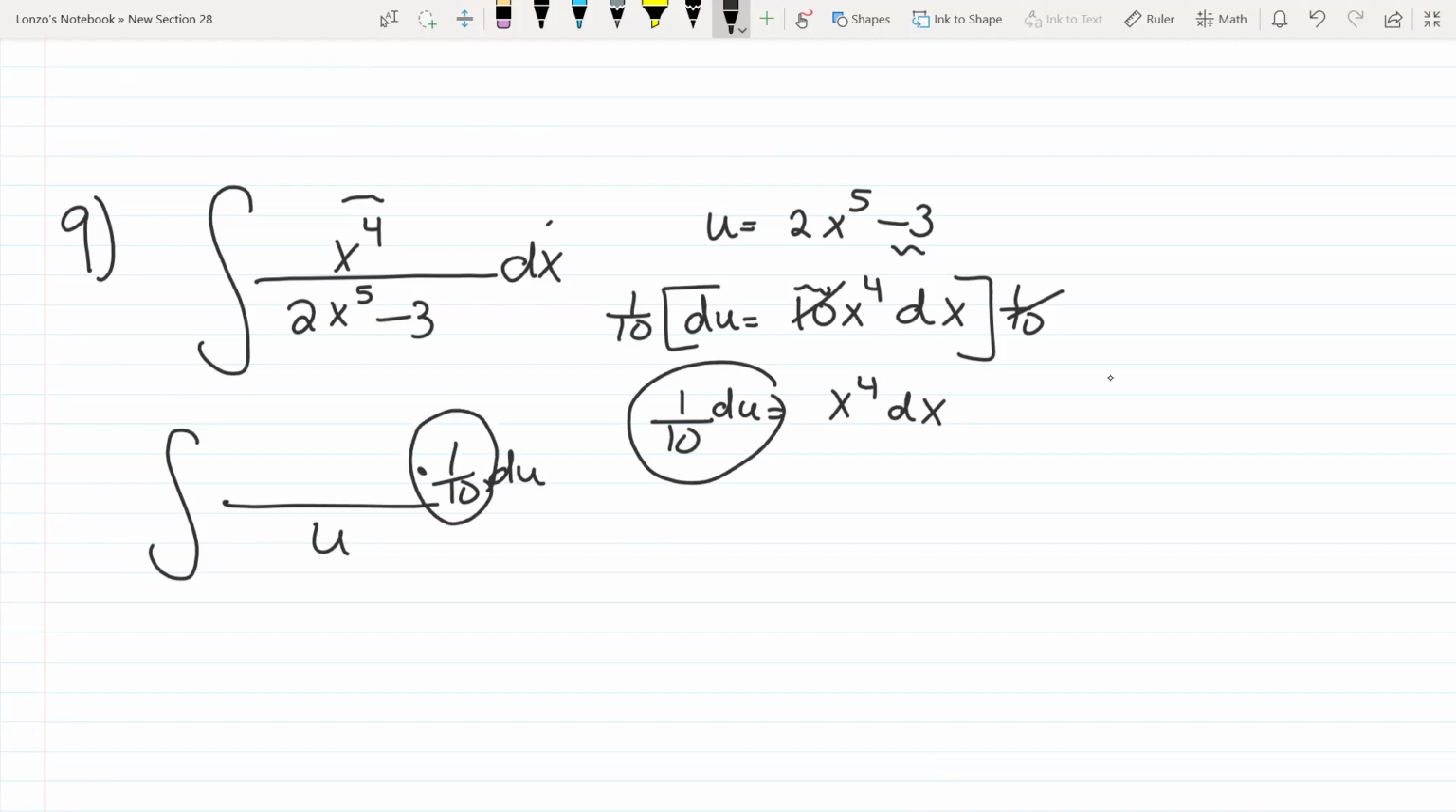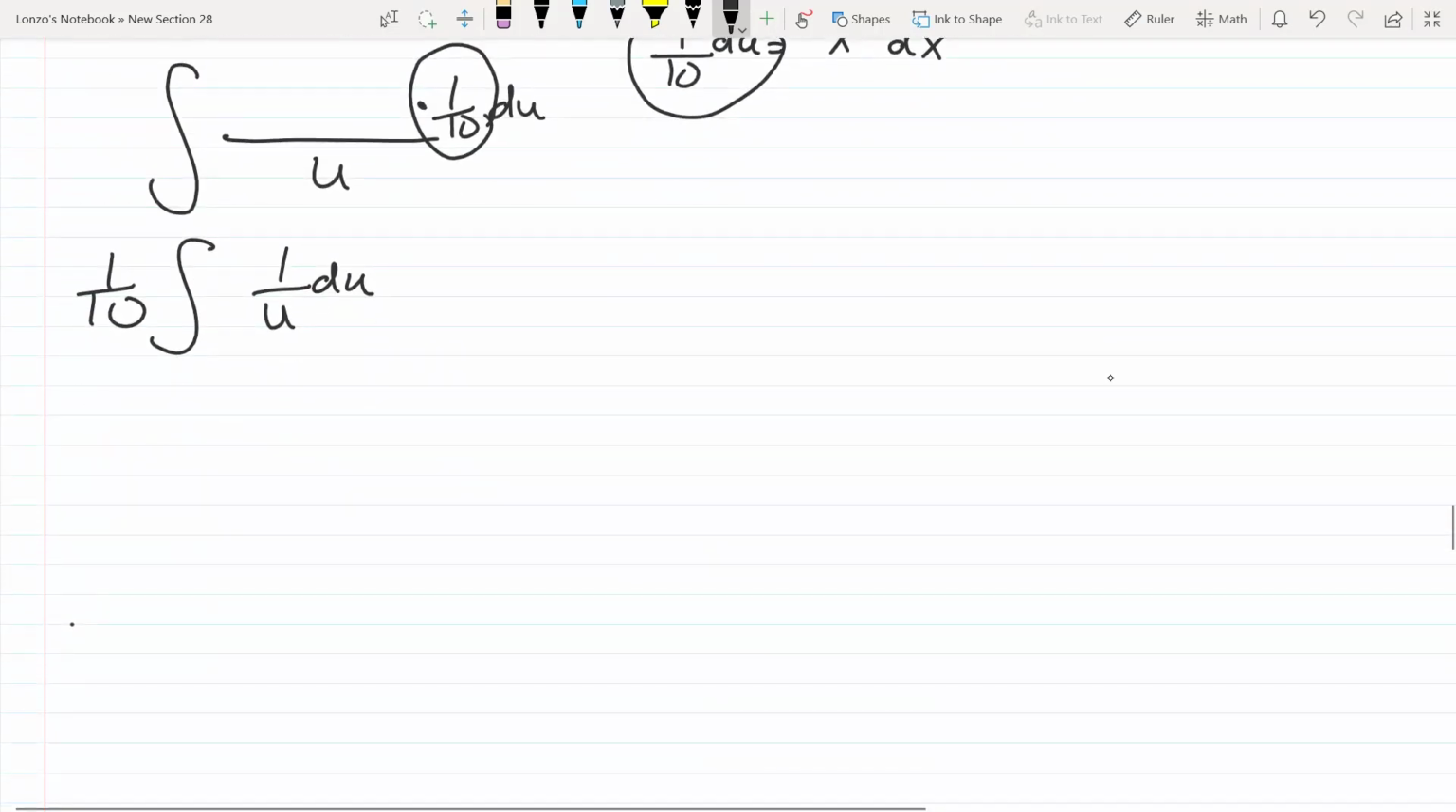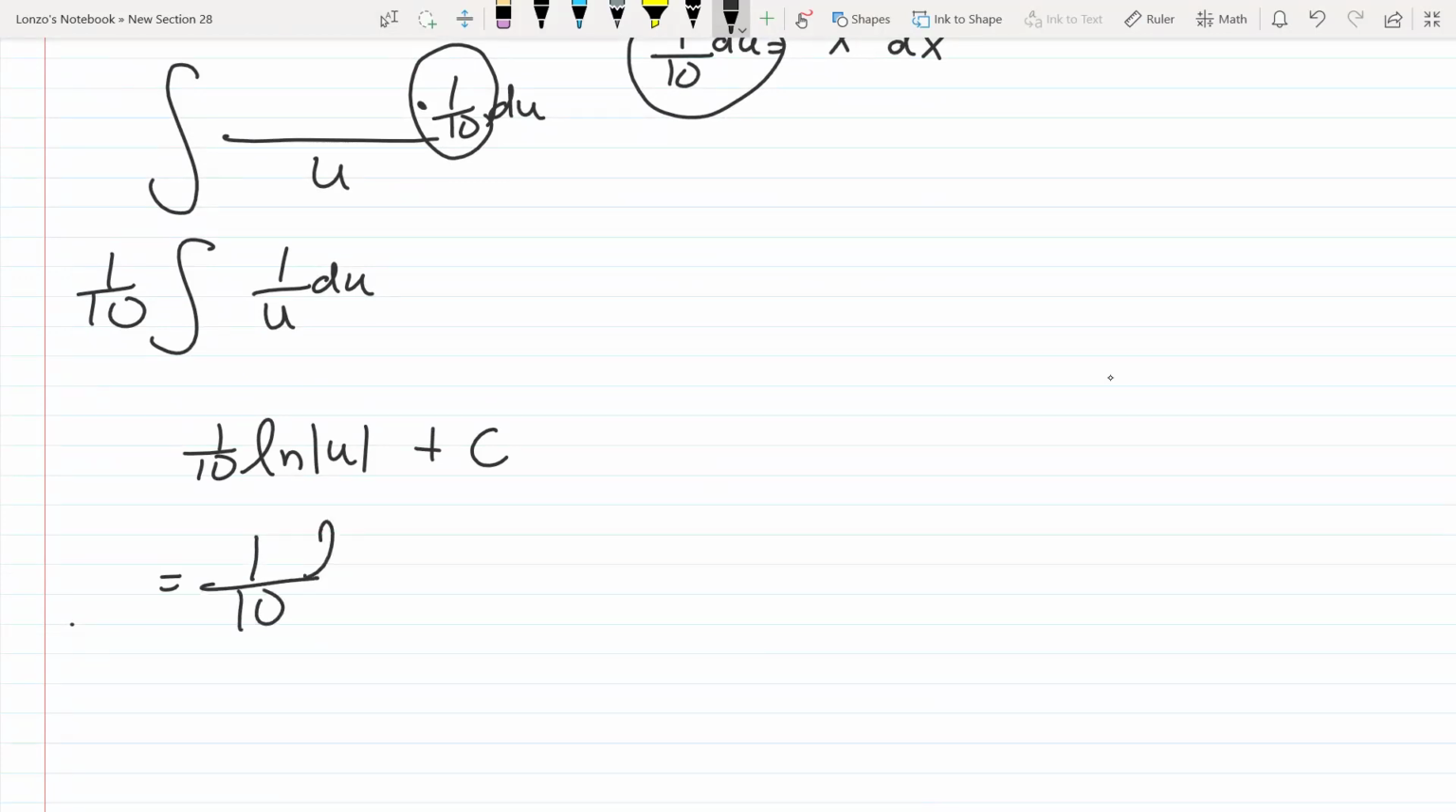1/10 is a constant, so factor it out, and now you're left with 1 over u du. Okay. What is the integration of 1 over u? It's a special one. It's ln of u, and then don't forget you have this 1/10, plus c. And then finally you just replace your u with 2x to the 5th minus 3. So your final answer is 1/10 ln absolute value of 2x to the 5th minus 3 plus c.